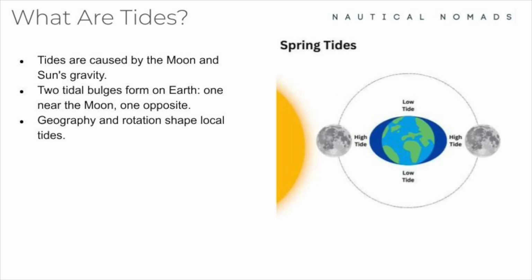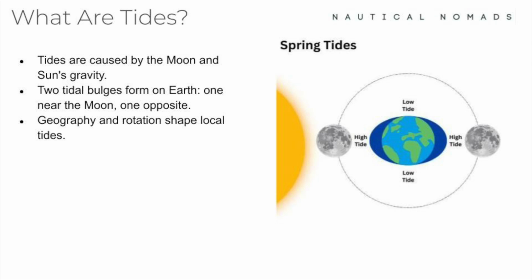Now, the Sun plays a supporting role. Its gravitational pull is weaker than the Moon's because it's much farther away, but it still contributes. When the Sun and Moon align, their combined forces create the biggest tides. These are called spring tides. We'll explain this in more detail shortly.